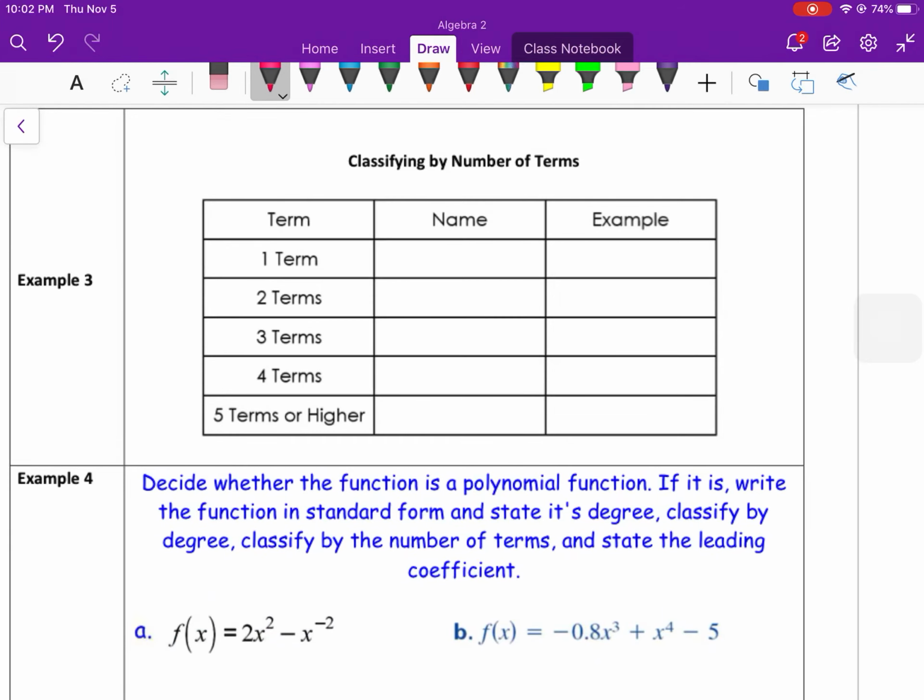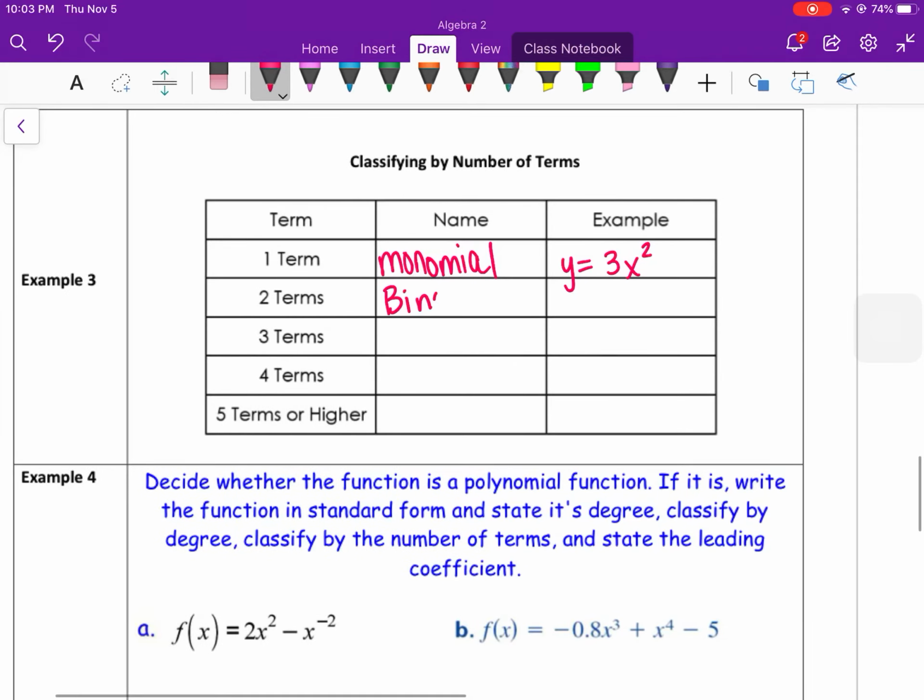Classifying by number of terms. So you're going to have to think of your suffix like word meanings. One term is a monomial because mono means one. So they all have the nomial part, polynomial. So monomial is one term. So that's like y equals 3x squared, one term.